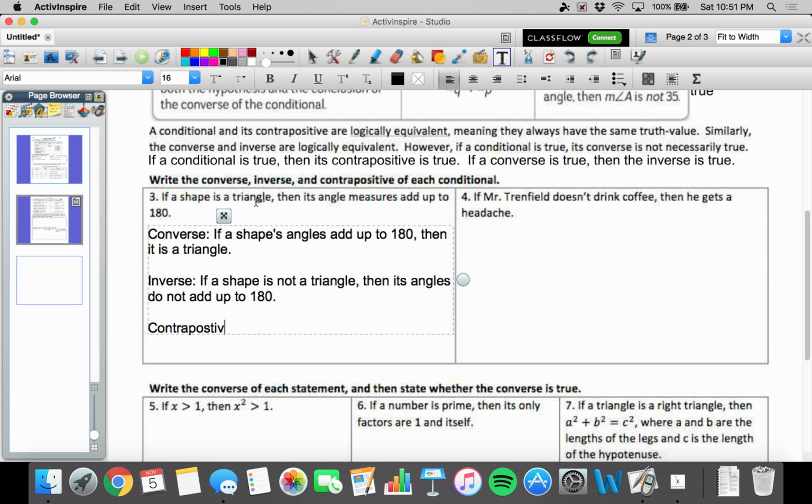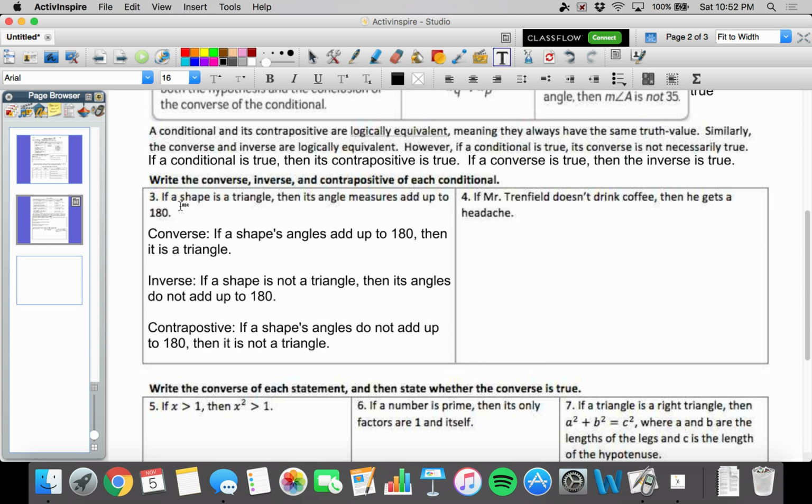And the contrapositive is where we're going to switch it and we're going to negate it. So if a shape's angles do not add up to 180, then it is not a triangle. So the original statement was if a shape is a triangle, then its angles add up to 180. So the converse, I swapped the statements. I said if the angles add up to 180, then it's a triangle. So originally triangle was before the comma, now it's after the comma.